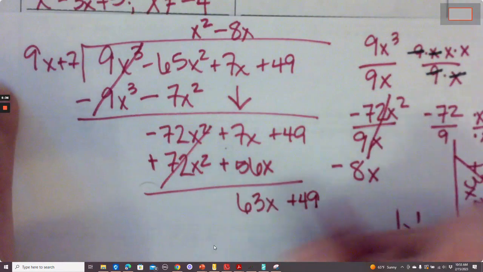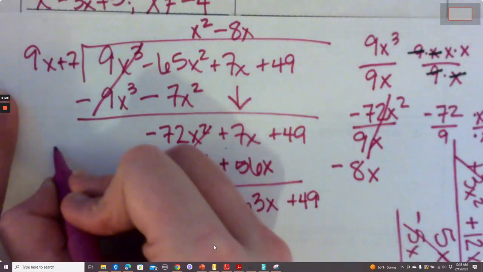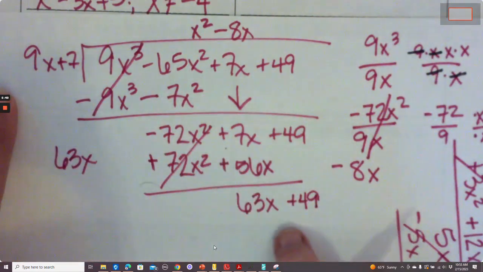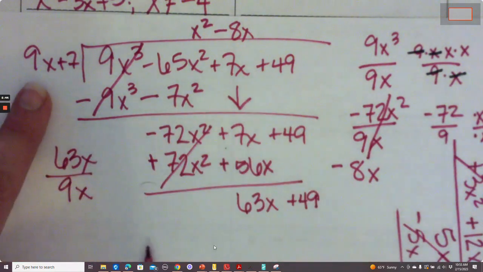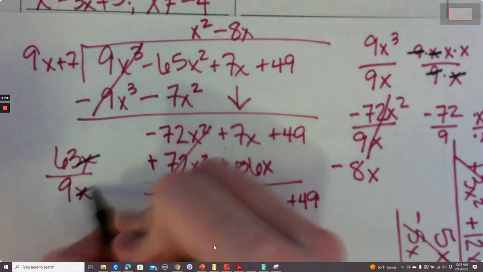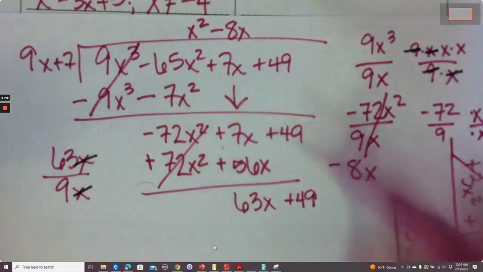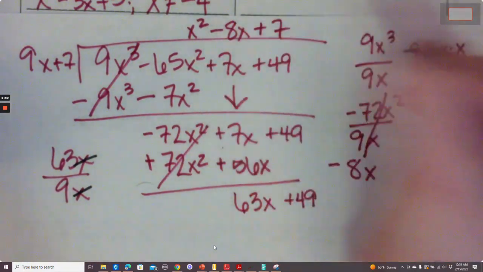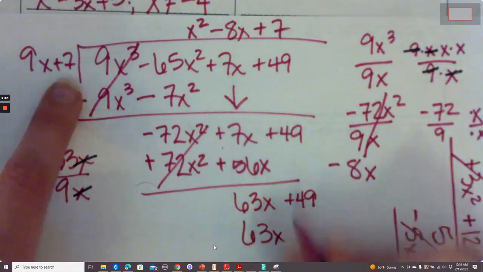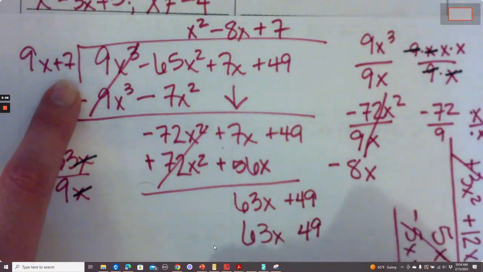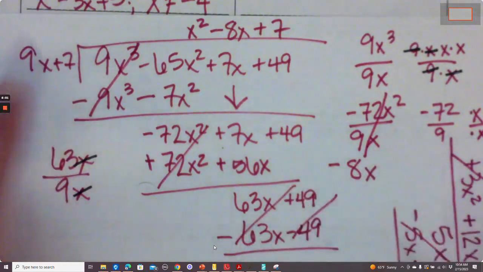Okay. 63x. I'm gonna put this one here. 63x divided by 9x. So the x's are gonna cancel. What's 63 divided by 9? 7. Positive 7. So 9x times 7 is 63x. 7 times 7 is 49. Subtract by changing the signs. Cancel, cancel. That's where we should be.